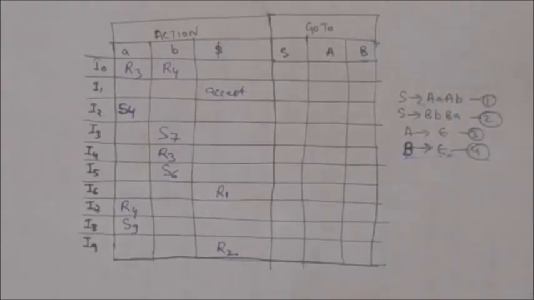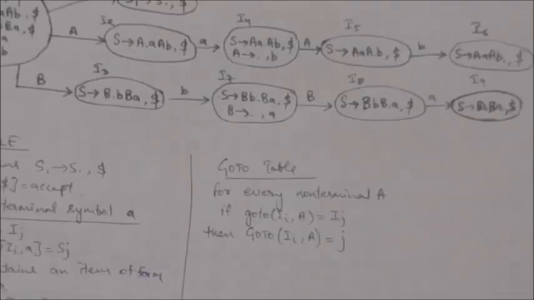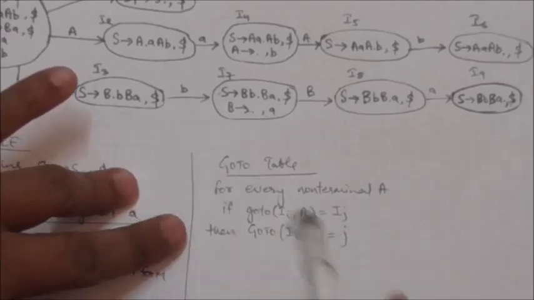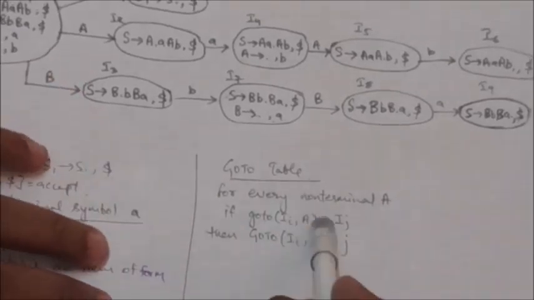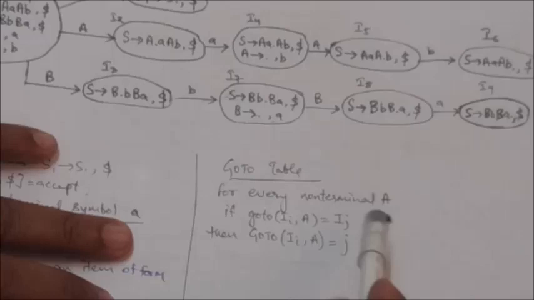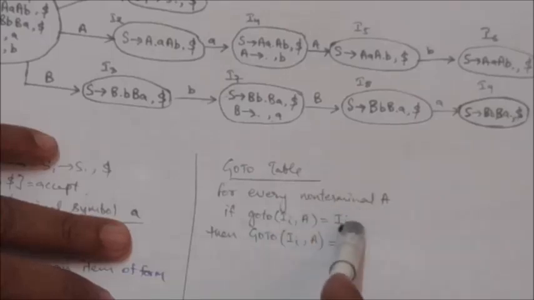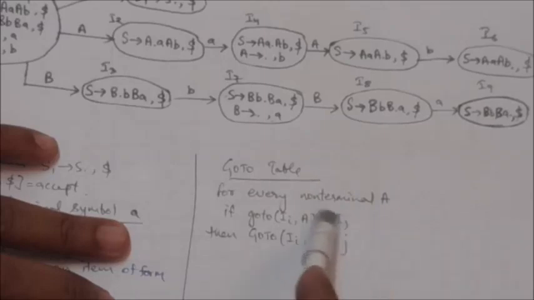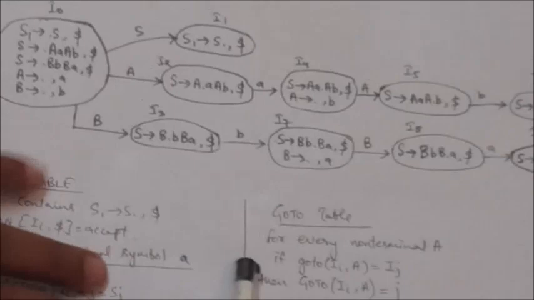Right. Now we need to fill the Goto table. Now how can we fill the entries of the Goto table? So what happens in a DFA, if for any non-terminal A there is a transition from state Ii to state Ij, then in the Goto table at the row labeled by Ii and column labeled by non-terminal symbol A, we will write j, right? It will be clear here.